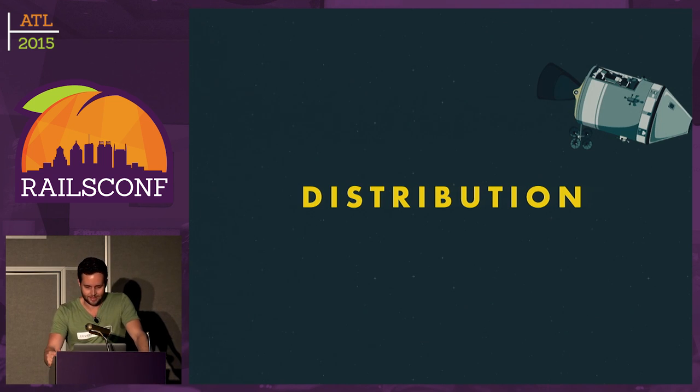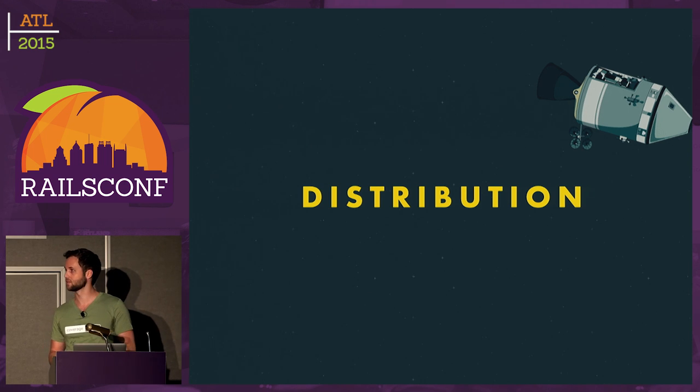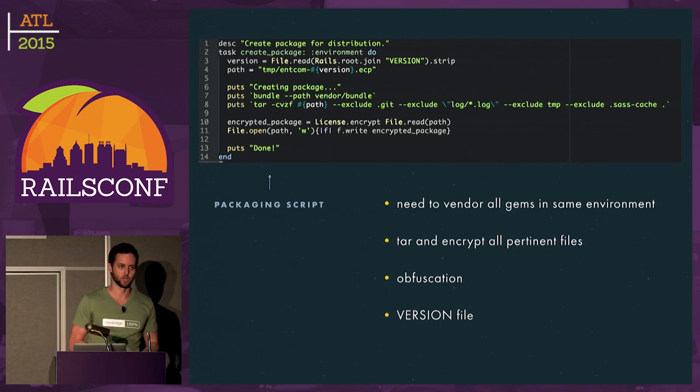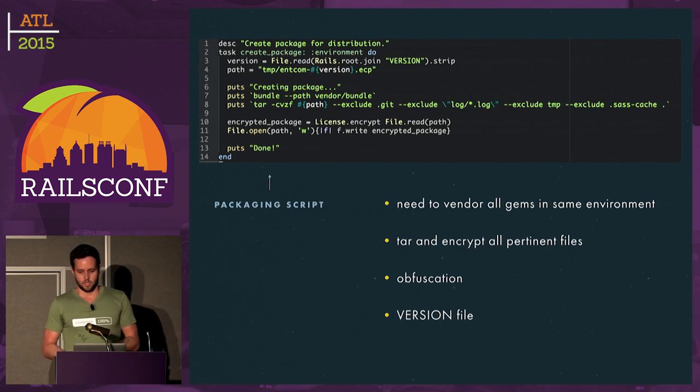So lastly, when all of your pieces are in place, what's the best way to make it actually distributable? Hopefully, you can pare it down to a single script, because it's just like a git push heroku. This would be something that deploys to your CDN and maybe updates your users that there's a new version of it ready for download. So some basic things to do here.